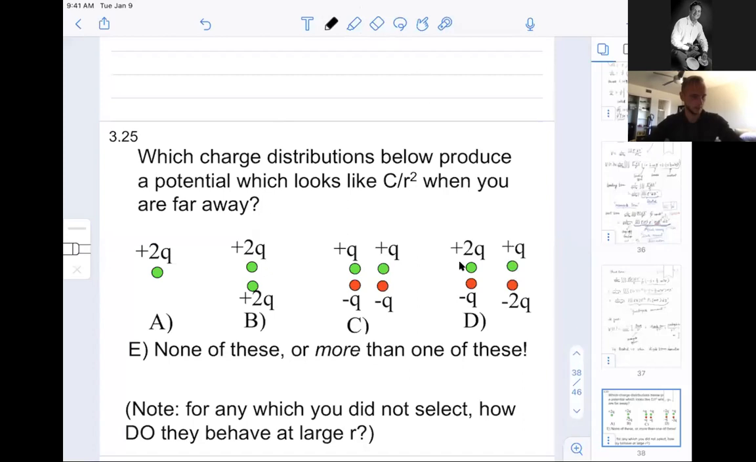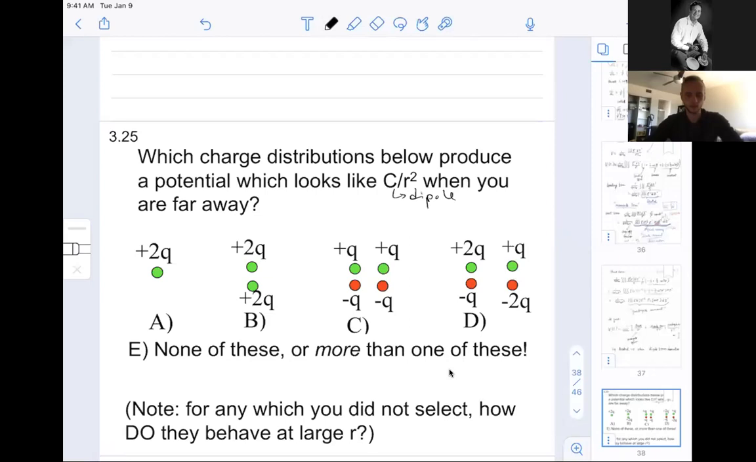All right. Okay, I'm going to go ahead and close this. Let's take a look. Here are our results. We want to find a distribution where the potential looks like 1 over r squared dependence. Does 1 over r squared for potential look like a monopole term or a dipole term? Dipole. A dipole term, very good.